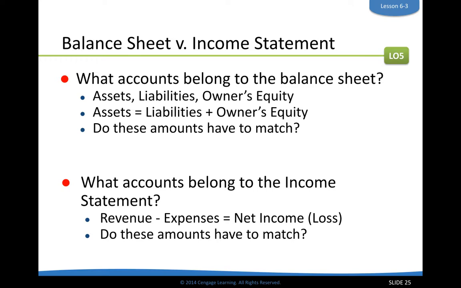What about the income statement? Revenue minus expenses equals net income. So are revenues and expenses always going to be the same? Definitely not. But the balance sheet ultimately does need to balance. Assets always still need to equal liabilities plus owner's equity.